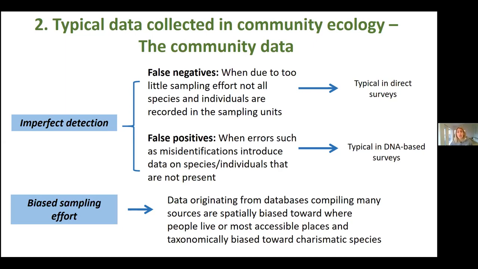False positives happen when errors like misidentifications introduce data on a species or individuals that are actually not present. So we record the species as present, but it is actually not present. And this is typical in DNA-based surveys, in this kind of data that are now becoming more and more common. This is something that we need to know, and how we deal with it in our interpretations or analysis is a step that we will need to take later on.